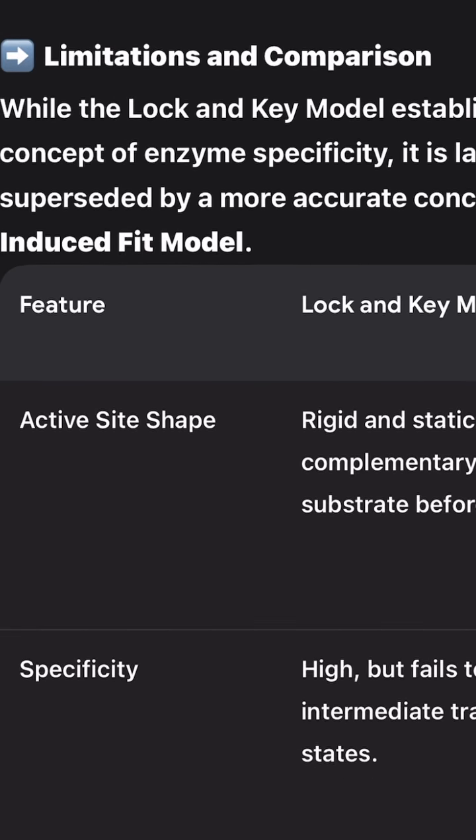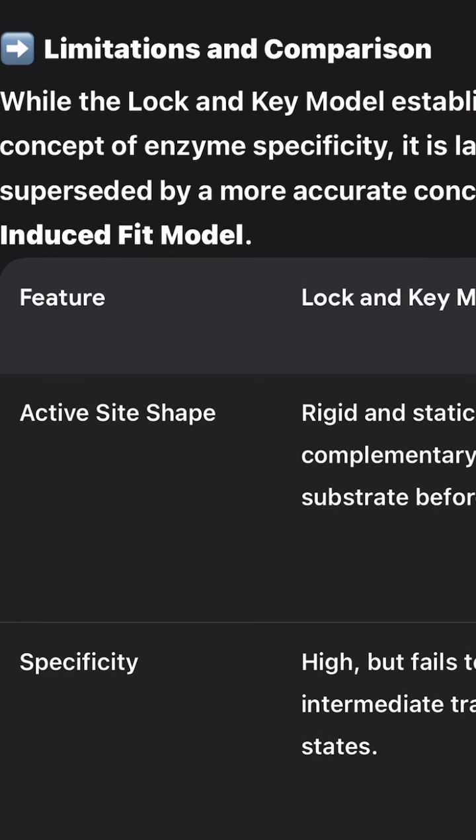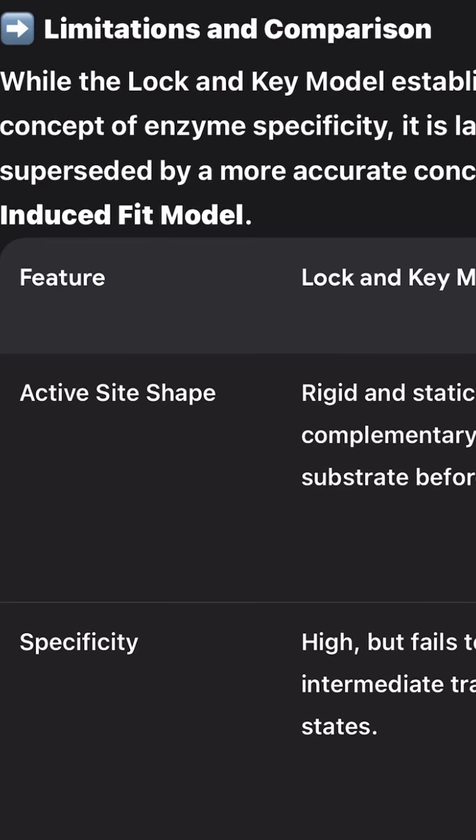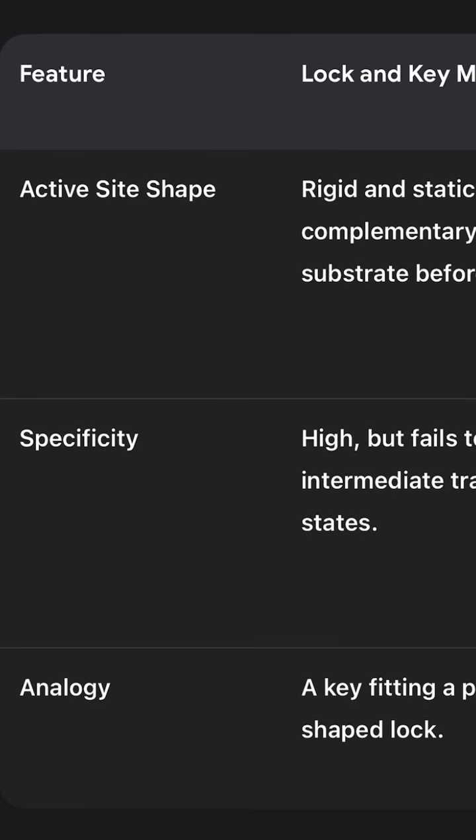Limitations and comparison. While the lock and key model established the concept of enzyme specificity, it is largely superseded by a more accurate concept, the induced fit model. Feature: lock and key model versus induced fit model, the modern view. Active site shape: rigid and static, perfectly complementary to the substrate before binding, versus flexible and dynamic, roughly complementary but changes shape to fit the substrate after binding.